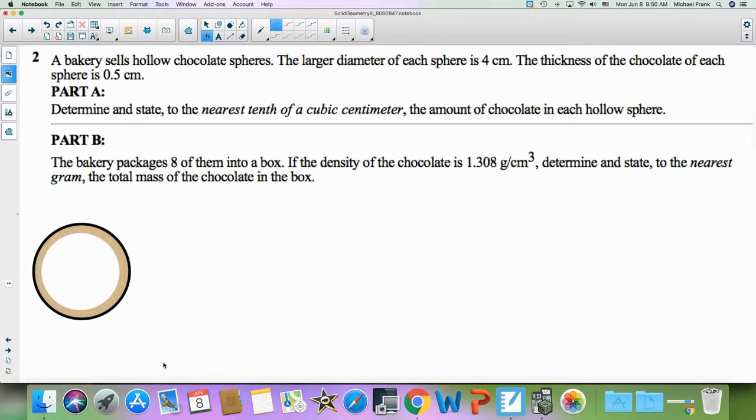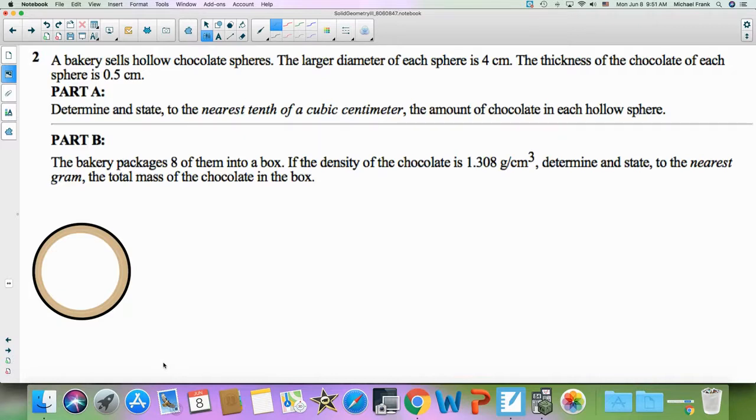Okay, now we're getting a little bit more complicated. Number 2, a bakery sells hollow chocolate spheres. The larger diameter of each sphere is 4 centimeters. The thickness of the chocolate of each sphere is 0.5, or half a centimeter.